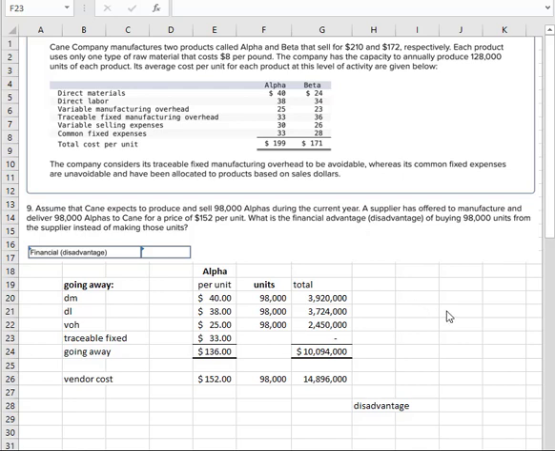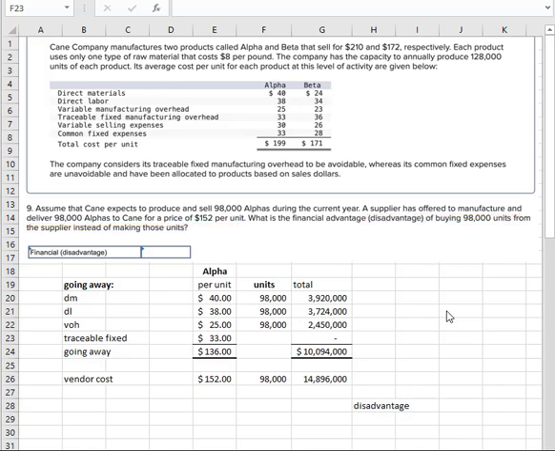Everybody, I wanted to talk about this problem. Cane Company here gives you a lot of information that you don't need. They are trying to consider whether or not to produce their own product or let the supplier that's offered to manufacture it for them for $152 do it for them. That's a make or buy problem.